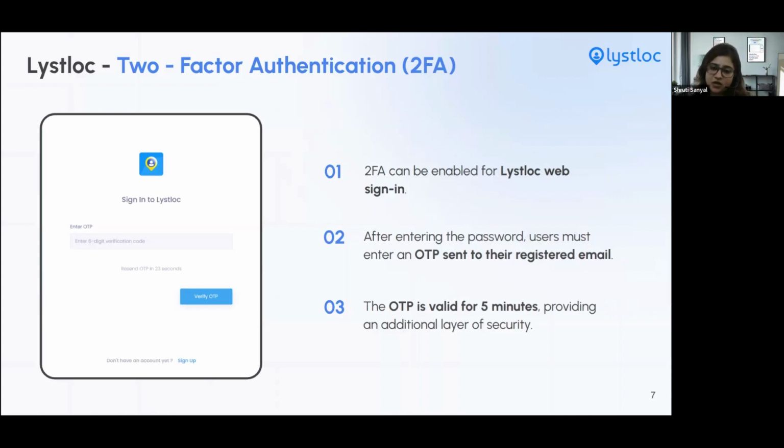Based on that particular email ID, you can add that OTP over your Lystloc account in the two-factor authentication step. That OTP will be valid for only 5 minutes. Within the 5 minutes, once you enter all those details, the password and also the OTP, you'll easily be able to access your account once again.